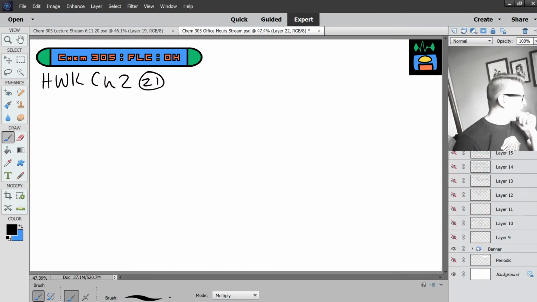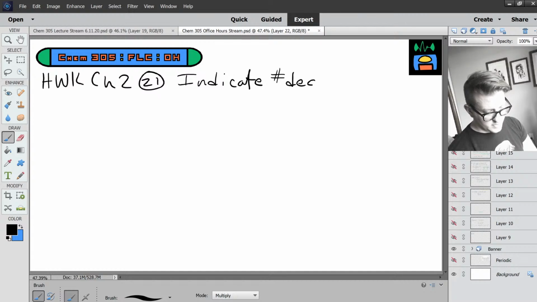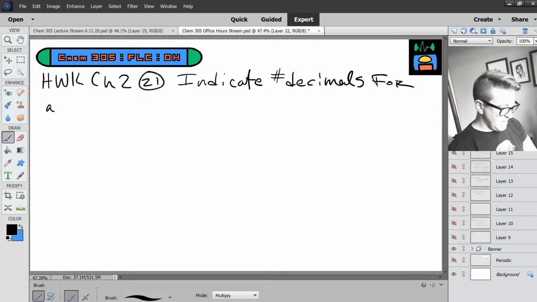All right. It says indicate to what decimal position readings should be recorded to the nearest tenth, hundredth, etc. for measurements made with the following devices. So this is indicate the number of decimals for, and then they give us a list: A, B, and C and D.